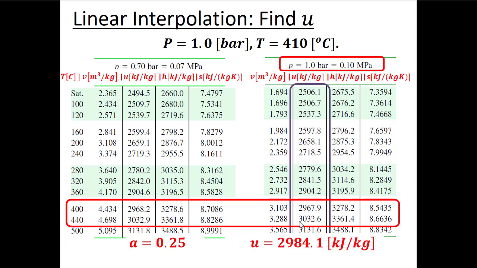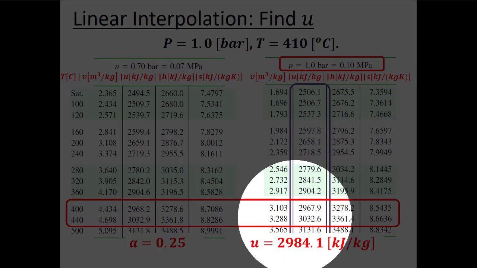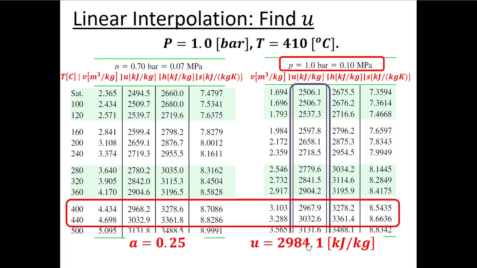Now I can use my equation that U of the temperature that I'm interested in is going to be U min, 2968 about, multiplied by A, which is 0.25, multiplied by the difference between these two numbers. And if I put that information into my calculator correctly, I get that the answer is 2,984.1 kilojoules per kilogram.